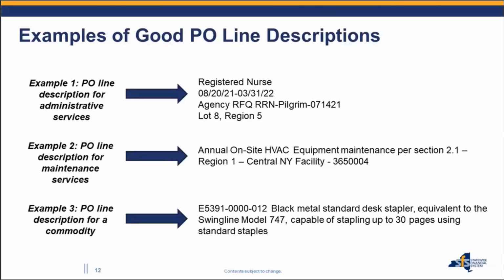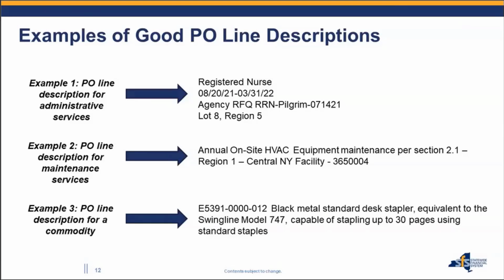So here's a few good examples of PO line descriptions where we have applied best practices. The first one is the admin services PO that I mentioned. You'll see the title. We start with the title of a registered nurse. We give the time period that we are hiring that temp for. The agency RFQ number that's associated with this procurement is also included, and then the lot and the region that this applies to as well.